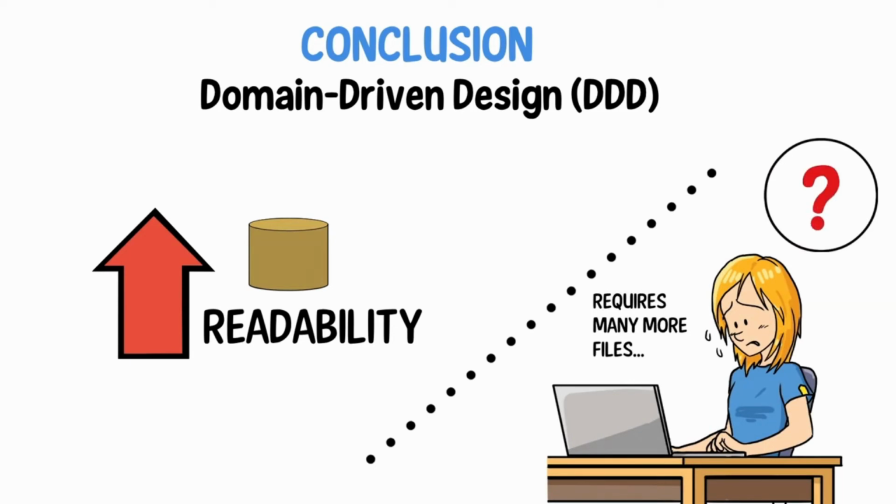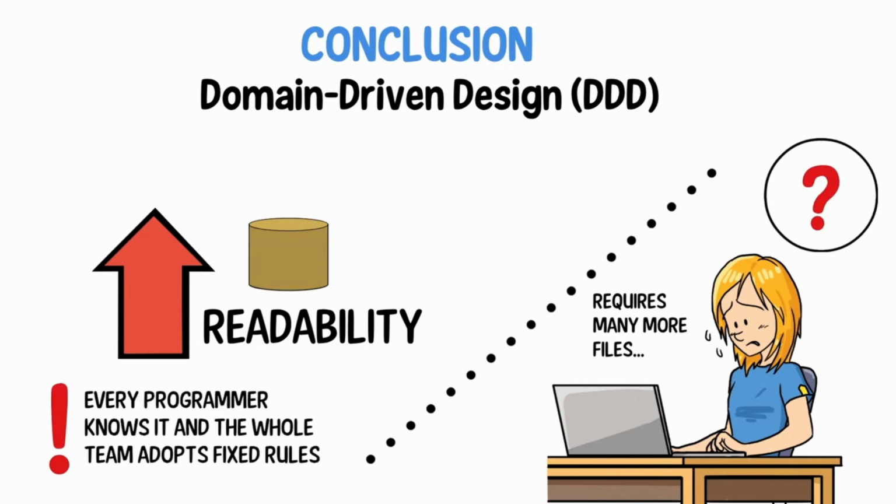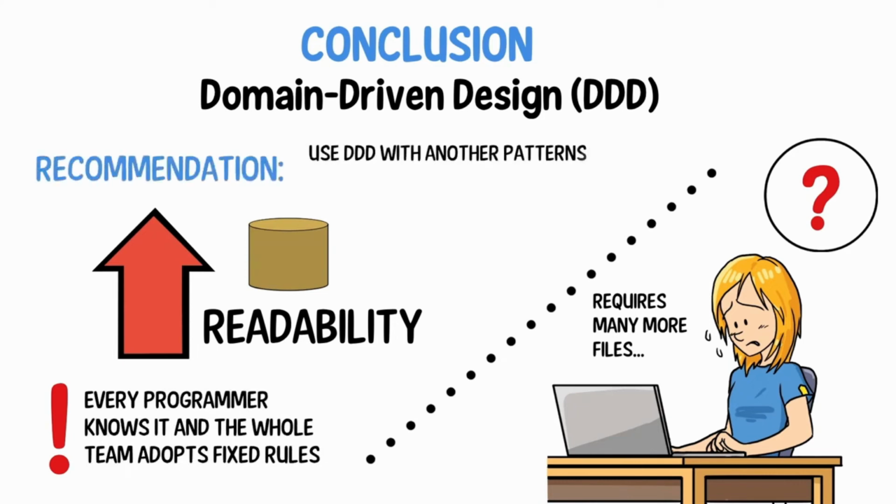If we can spend more time, it is worth using this standard, but on the condition that every programmer knows it and the whole team adopts fixed rules so that they do not get lost in their own and other code. We recommend to use DDD with another pattern such as hexagonal architecture, event storming and command bus.